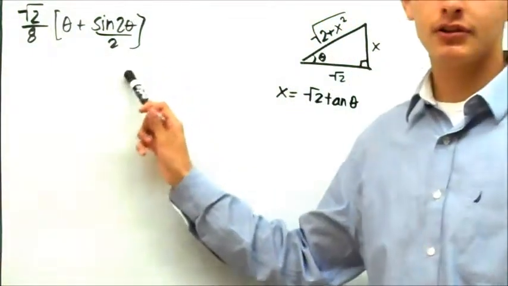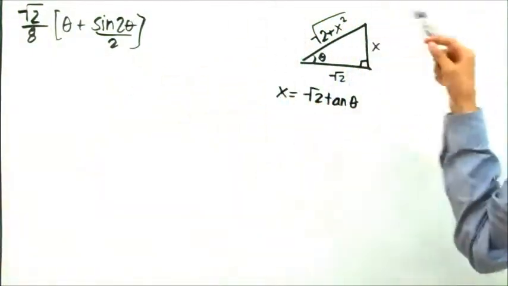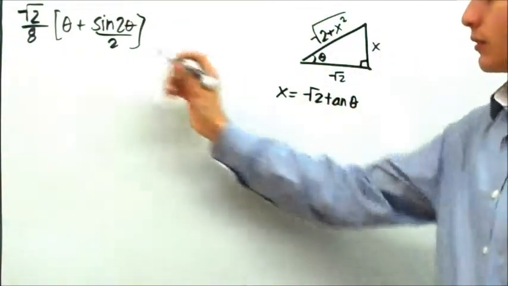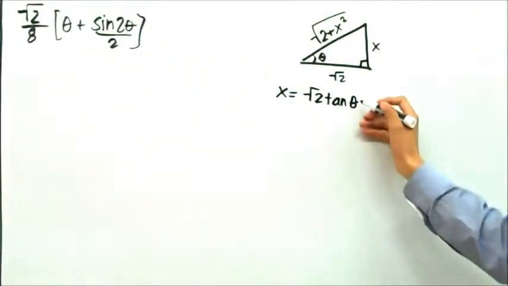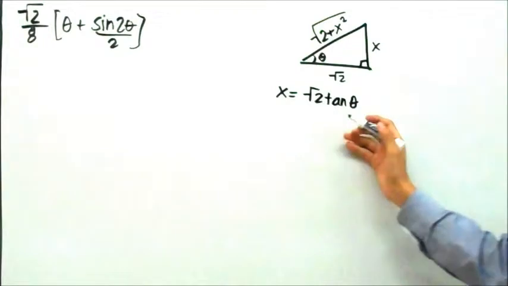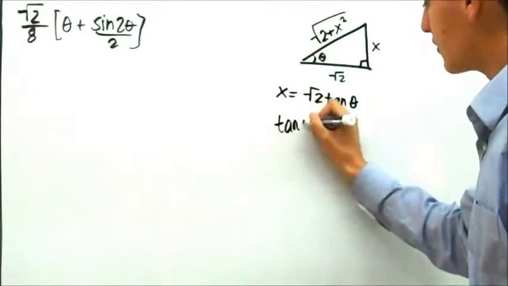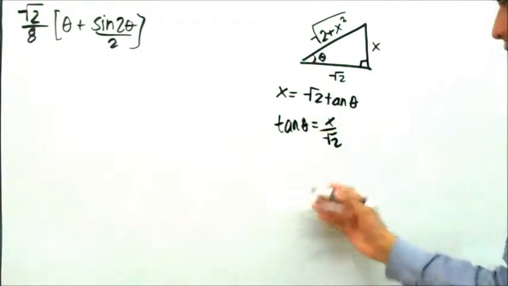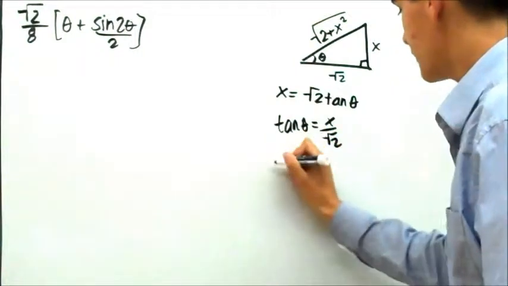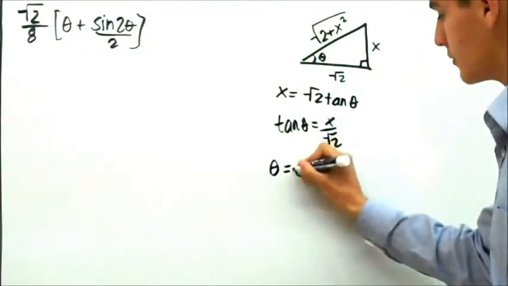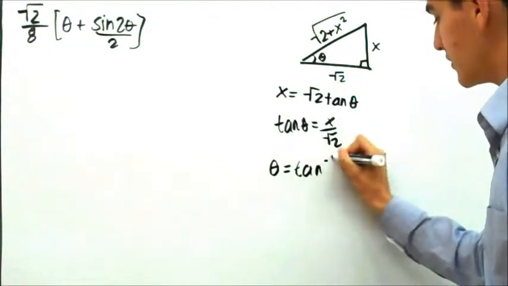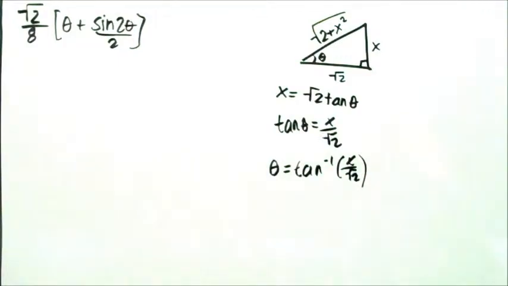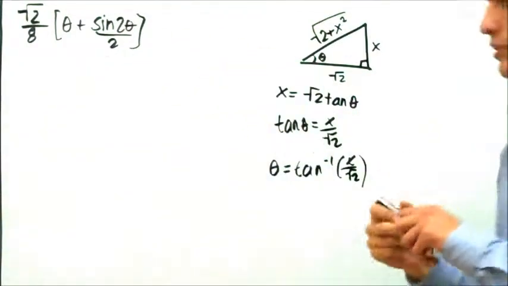To simplify this further, I have summoned our trig triangle here. So we must use our x and our theta here. For theta, we find theta by using x equals square root of 2 tangent theta. So we'll isolate tangent theta, and then we'll just take the inverse tangent. So theta equals tangent inverse of x over square root of 2. So we can use theta to make our substitution here.